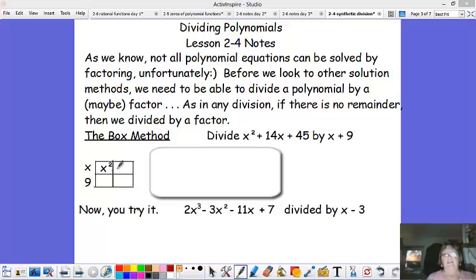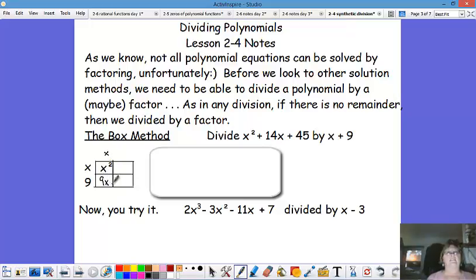So we know that the first term has to be x squared. We can place that in the box, folks. And then we work backward from there. In order to get x squared here, we had to multiply this x by another x. So I know that that x belongs there. Now I can fill in another square in my box. X times 9 is 9x.